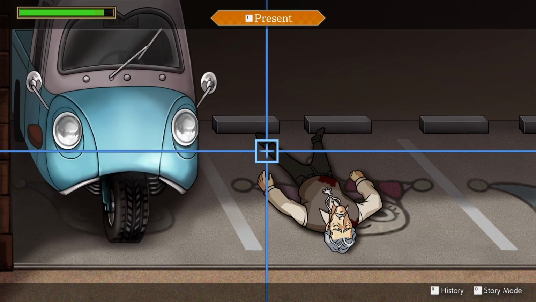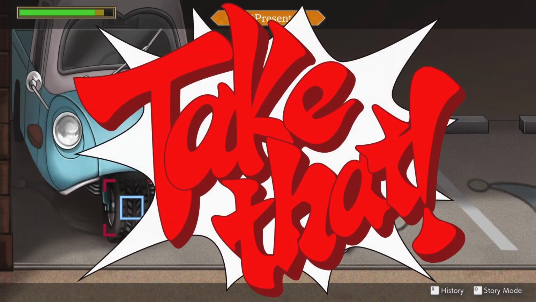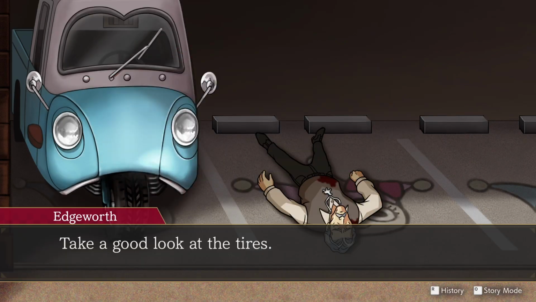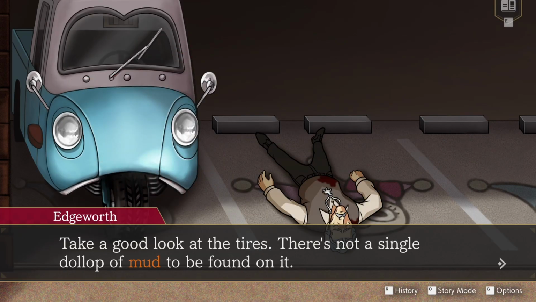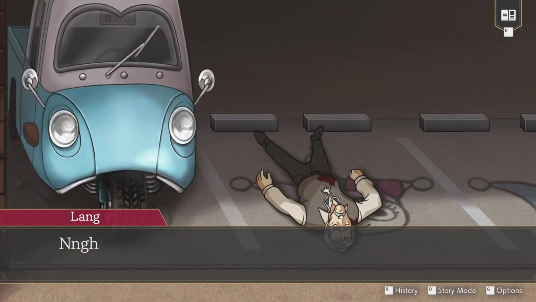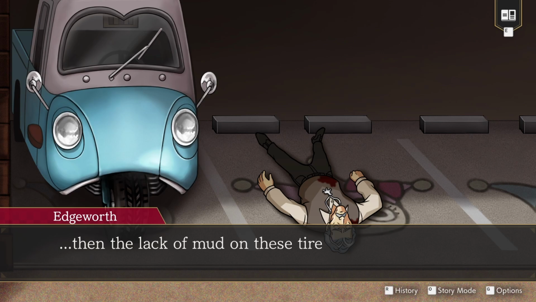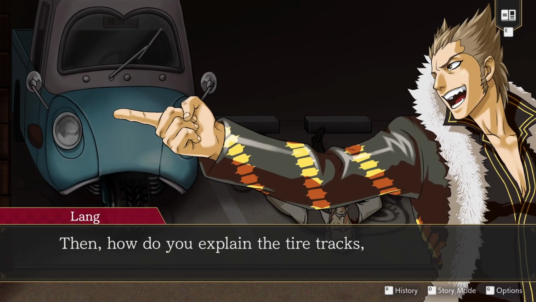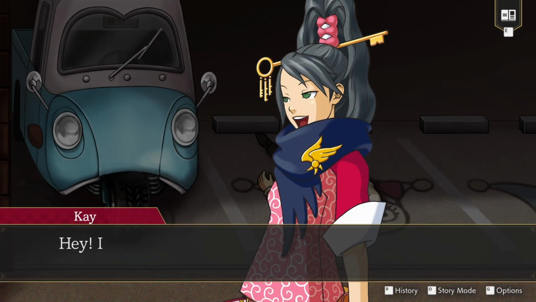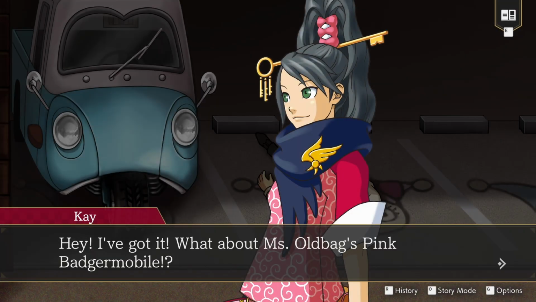The tires! Take a good look at the tires. There's not a single dollop of mud to be found on it. If this car had come to the backstage area and left those tire tracks, then the lack of mud on these tires stands out as very peculiar indeed. Then how do you explain the tire tracks, genius? Hey, I've got it. What about Miss Oldbag's pink Badgermobile?